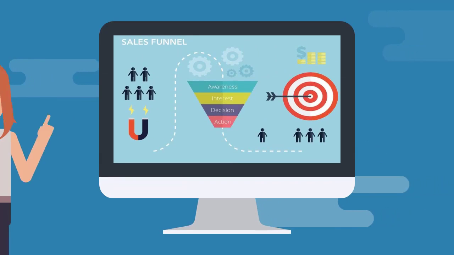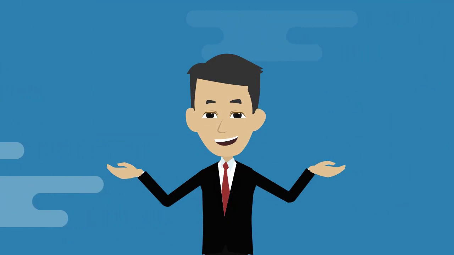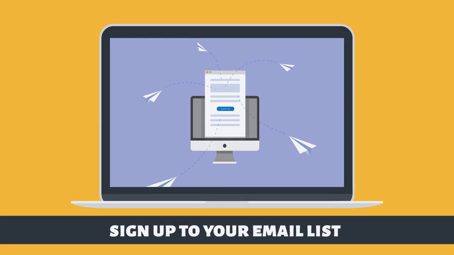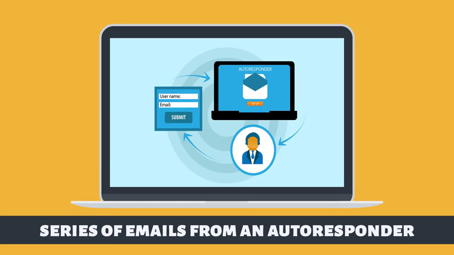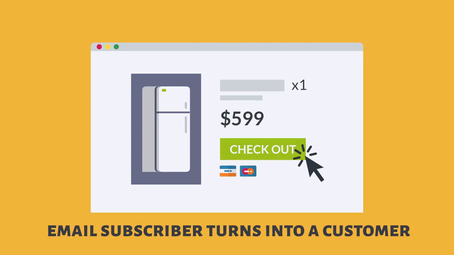You've probably heard online marketers say they pass people through funnels. What exactly does that mean? It means the person is enticed to sign up to your email list via a landing page. After they sign up, the person receives a series of emails from an autoresponder. The end of the funnel is when the autoresponder messages stop. That's when the email subscriber turns into a customer and buys something.